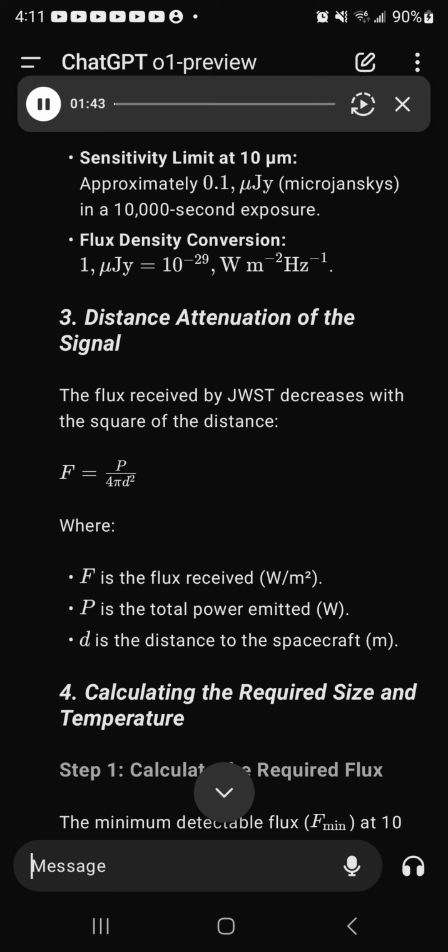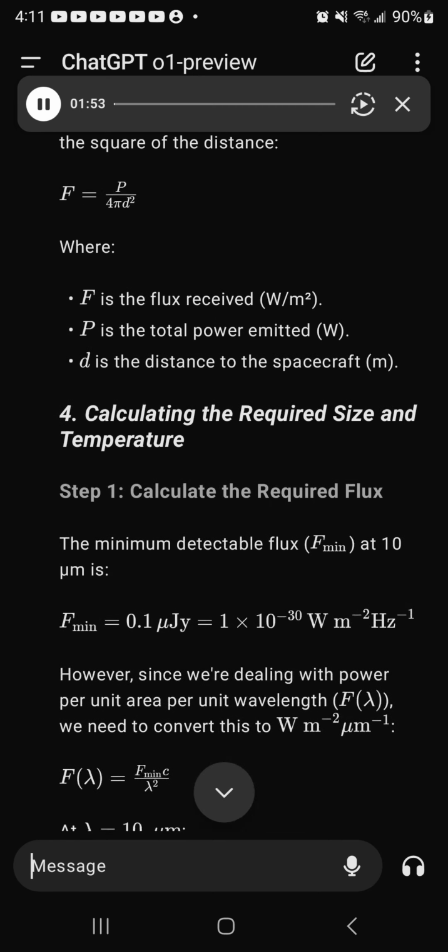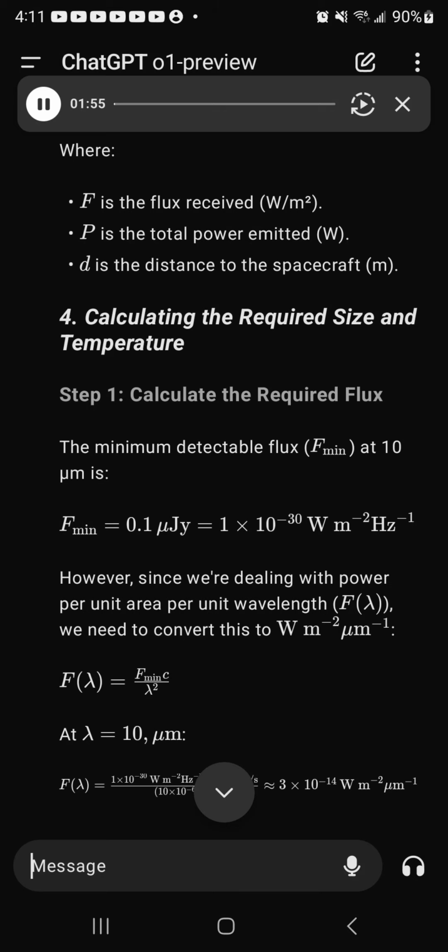3. Distance attenuation of the signal. The flux received by JWST decreases with the square of the distance. F equals P over 4 pi d squared, where F is the flux received, in W/m². P is the total power emitted, in W. D is the distance to the spacecraft, in m.